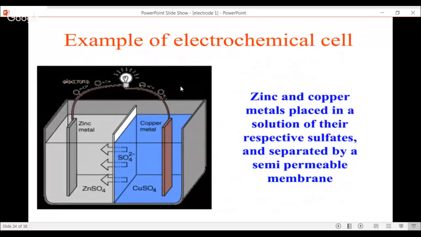So in the example that we have taken, zinc and copper metals are placed in a solution of their respective sulfates and separated by a semi-permeable membrane. Then through the membrane, the ions are transported. So sulfate is transported here. The zinc 2 plus is dissolved here. Therefore, the zinc sulfate solution will form, and copper 2 plus ion will get deposited as copper.